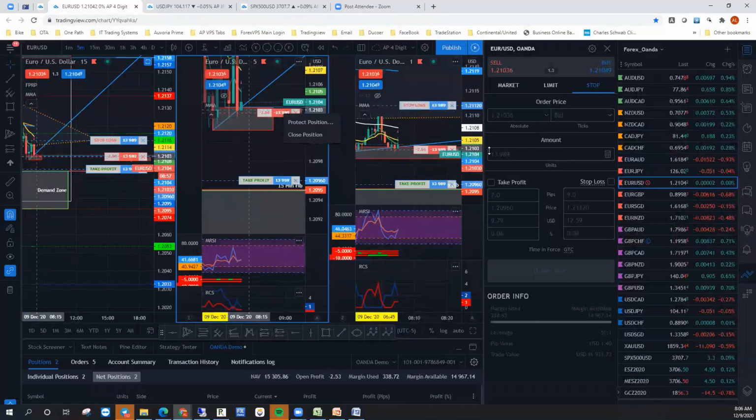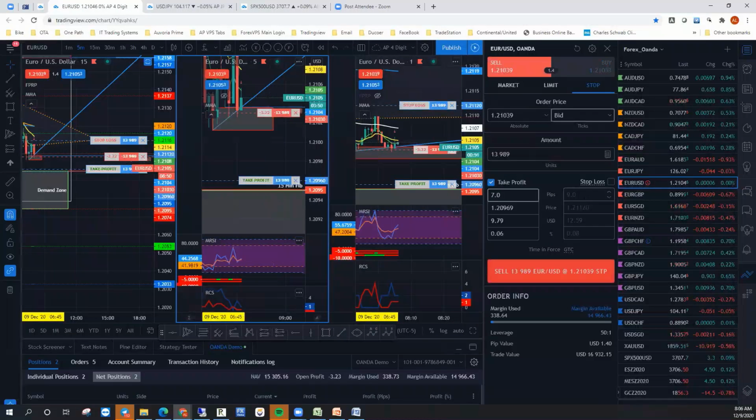Again, I'm not taking this live. I don't really think it would be a trade worth taking, but we're going to use it for demonstration purposes here of how this all works. We have a 9 pip stop. I'm going to put a 10 pip stop in. We'll see where that falls.